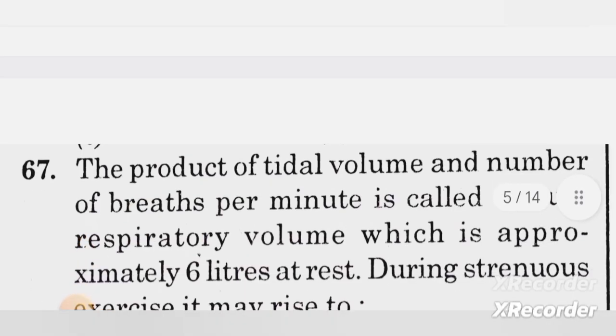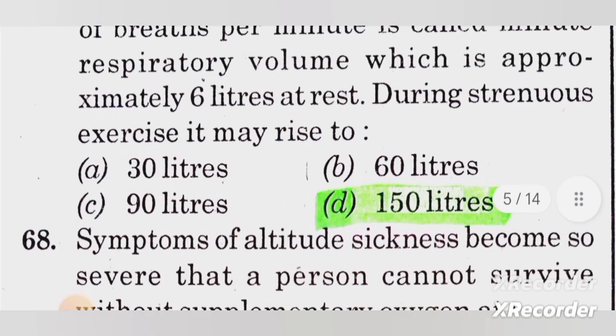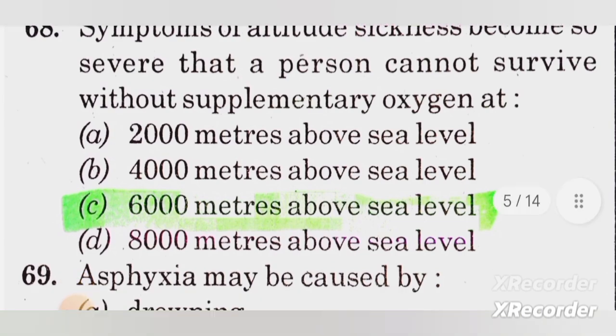Next, 66. Whales respire through answer A, lungs. Next, 67. The product of tidal volume and number of breaths per minute is called minute respiratory volume, which is approximately 6 liters at rest. During strenuous exercise, it may rise to answer D, 150 liters. Next, 68. Symptoms of altitude sickness become so severe that a person cannot survive without supplementary oxygen at answer C, 6,000 meters above sea level.